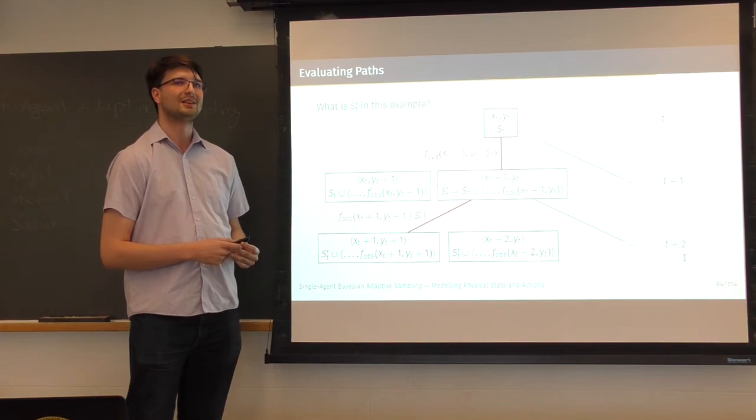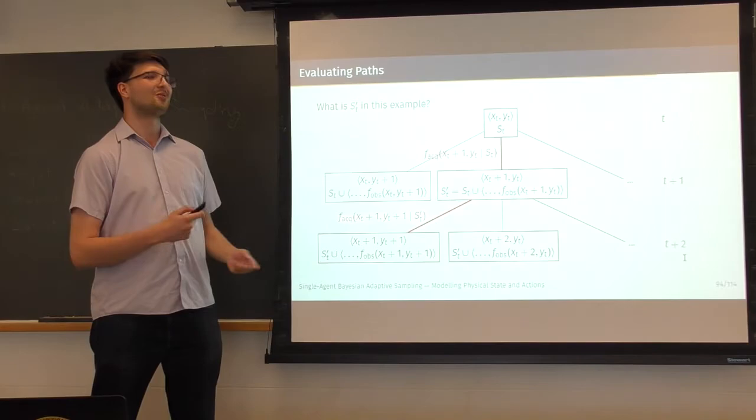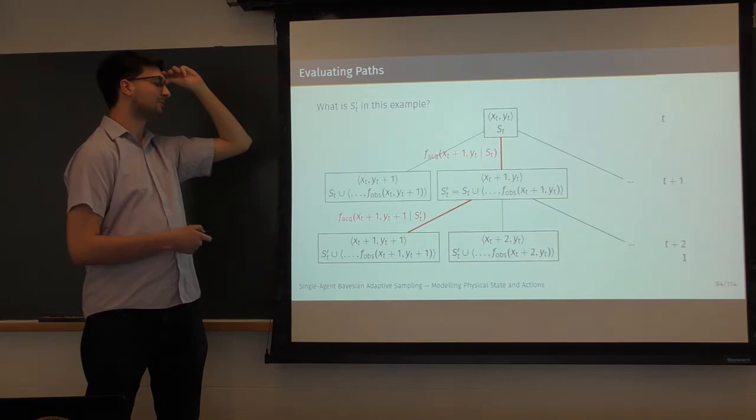So yeah, we're kind of trying to plan for the future, but depending on what we sample, it'll change. Essentially, the whole reason why we're doing adaptive sampling in the first place is that we don't know how to compute a good offline path, because we don't know what we'll sample.